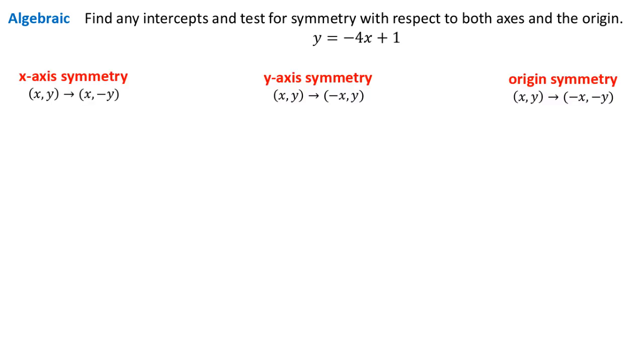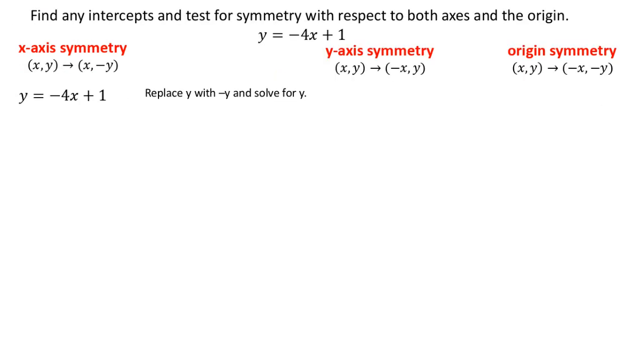So again, the rules for symmetry: if it's an x-axis symmetry, if we change y to negative y and it still gives us the same point, then it has the x-axis symmetry. So let's see some of the examples.